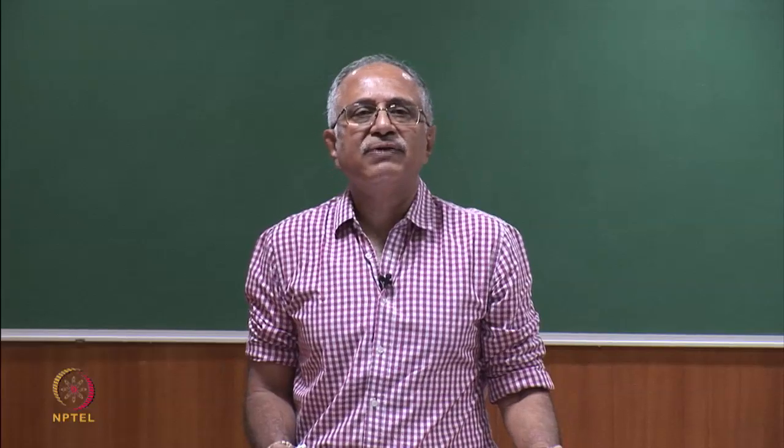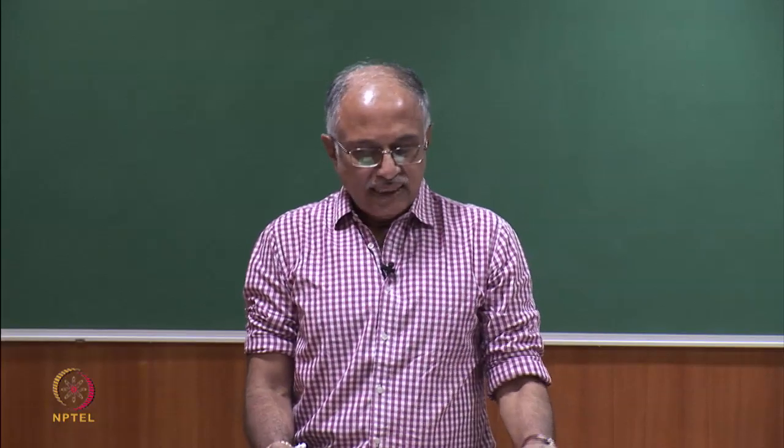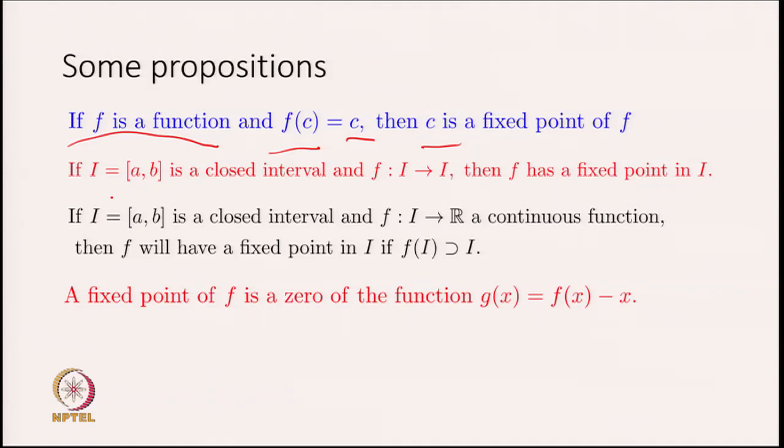When can we have a fixed point? If your function is defined on an interval, it is taking points from the interval and mapping them somewhere. So, if the interval I is this closed interval a to b, and if f maps I to I, then f must have a fixed point in I. It could have many fixed points in I, but it must have at least one fixed point in I.